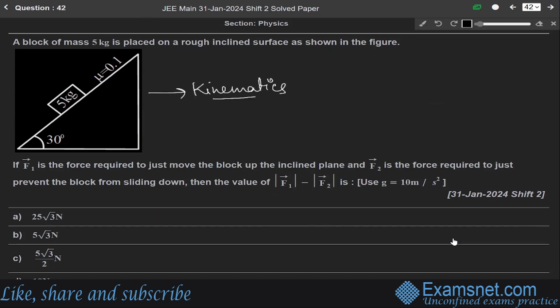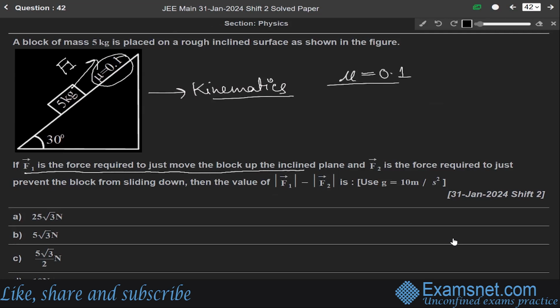Now, the question is saying that F1 is the force required to just move the block up the inclined plane. Means here we are applying the force F1. The mass of the body is 5 kg. Mu is the coefficient of friction, given as 0.1, and the plane is making an angle of 30 degrees.